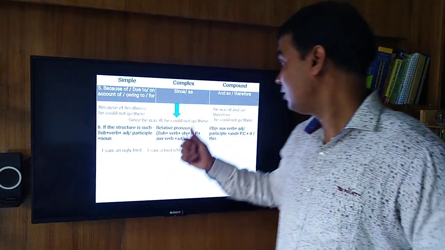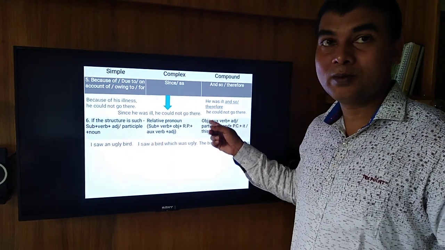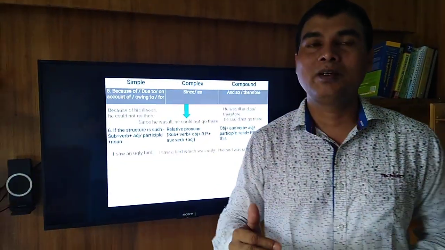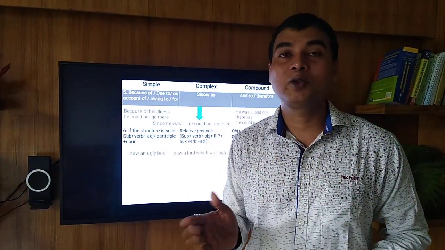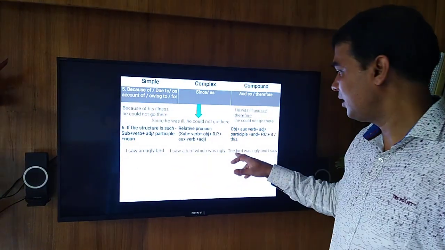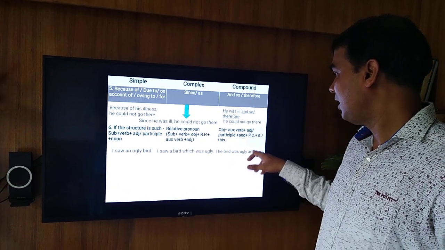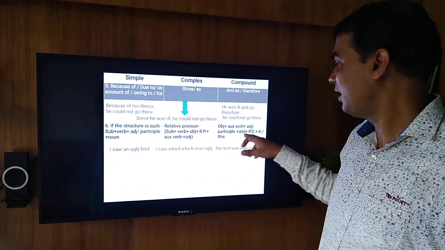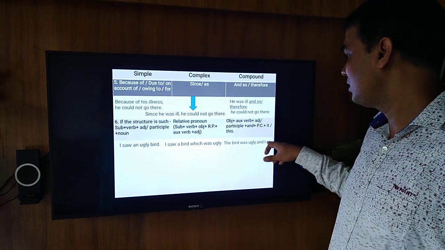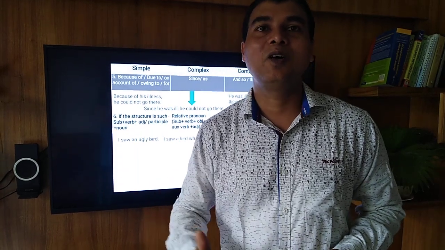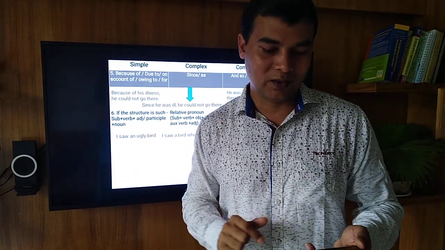Okay, now the compound sentence. According to the structure, first of all you need to write the object. Here you see a bird. Remember, if you find "a bird" in the simple sentence, you should write "the bird". So you can write "the bird", and then the auxiliary verb was, then the adjective ugly, and then the coordinating conjunction and, and then the principal clause, I saw, and finally at the end of the sentence you should write it or this. This is a rule. So you can write: the bird was ugly and I saw it, or this or that.